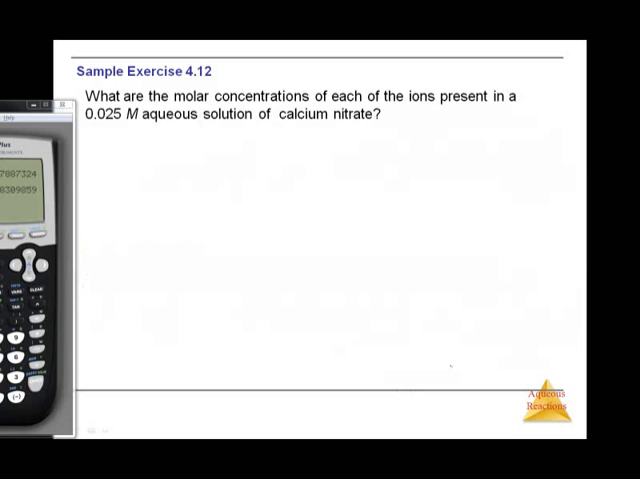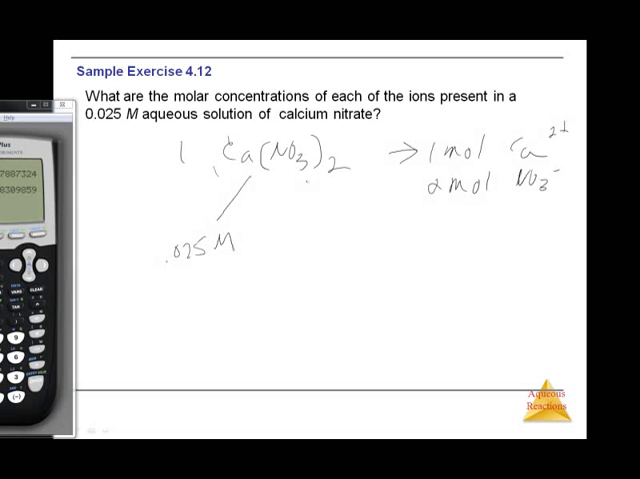Okay. What are the molar concentrations of each ion present in a 0.025 molar aqueous solution of calcium nitrate? So if I have calcium nitrate, calcium's a +2, nitrate's a -1, so I need 2 of those, right? So for every 1 mole of this, I'm going to get 1 mole of calcium and 2 moles of nitrate, right? So the volume's not going to change, so if I have 0.025 moles of this, I'm going to have 0.025 molar of this, and I'm going to have twice as much, right? I'm going to have 2 moles for every one, so I'm going to have 0.050 molar of the nitrate ion.